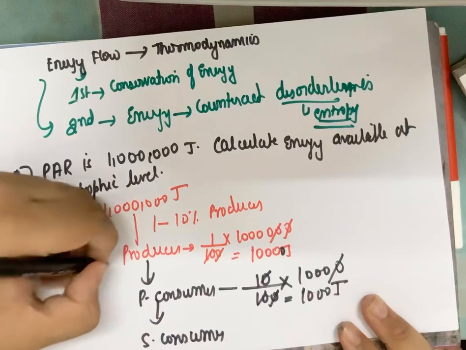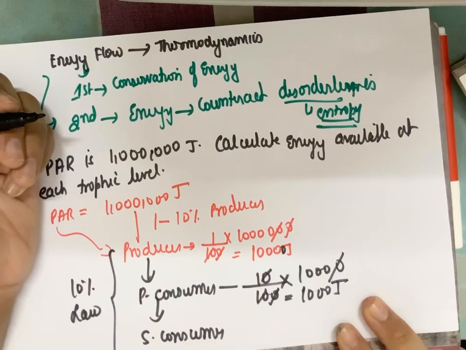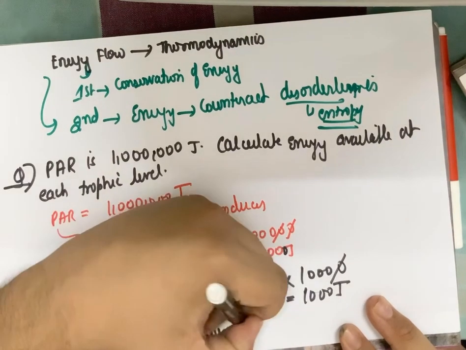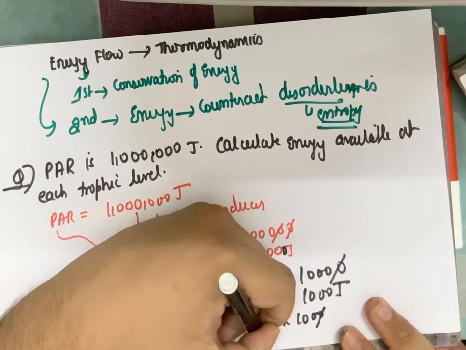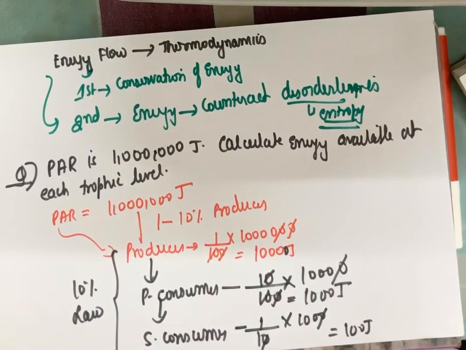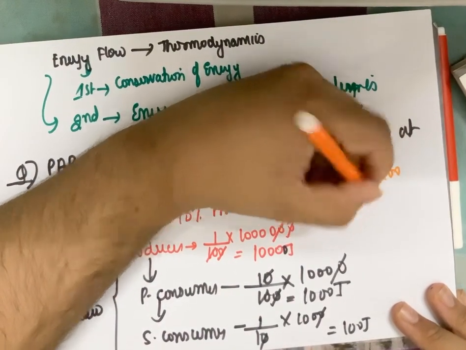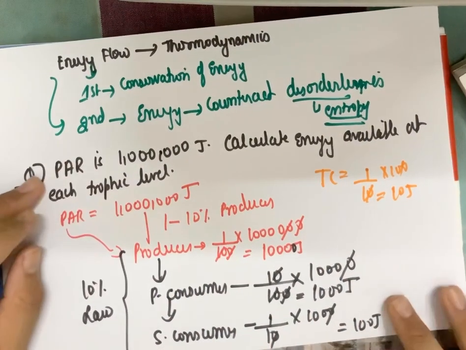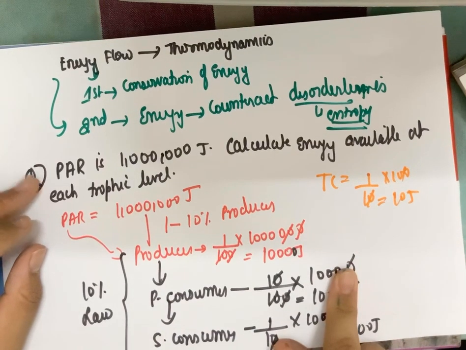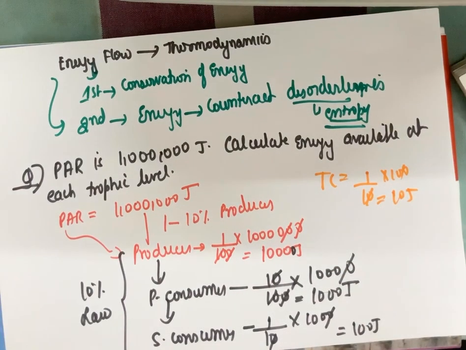I'm just following the 10% law which we just discussed, that in successive trophic levels energy will flow from 10% to 10% to 10%. Again this will become 10 upon 100, which is 1 by 10 into 1000, which will be 100 joules. And from this I calculate to the tertiary consumer, it will be 1 upon 10 into 100, which is how much? Just 10 joules. So if a producer is getting 10,000 joules from a given photosynthetically active radiation of 10 lakh joules, out of that only 10 joules is reaching the tertiary consumer.